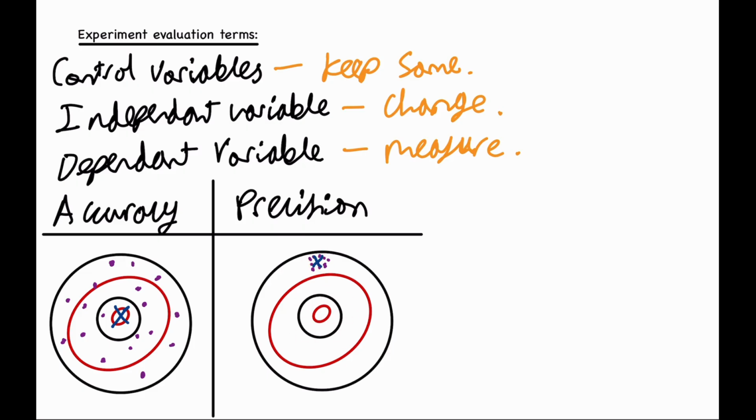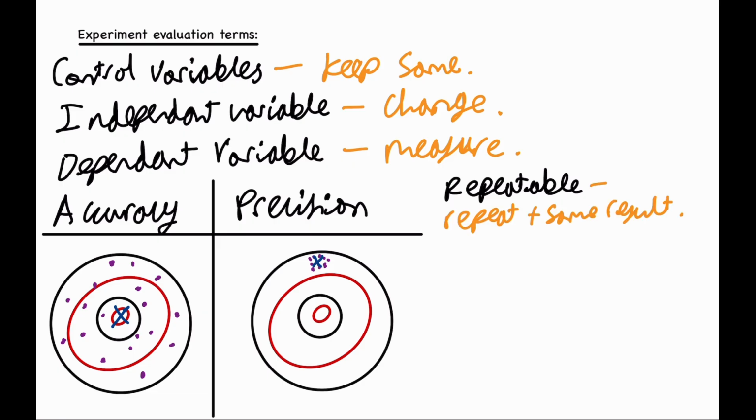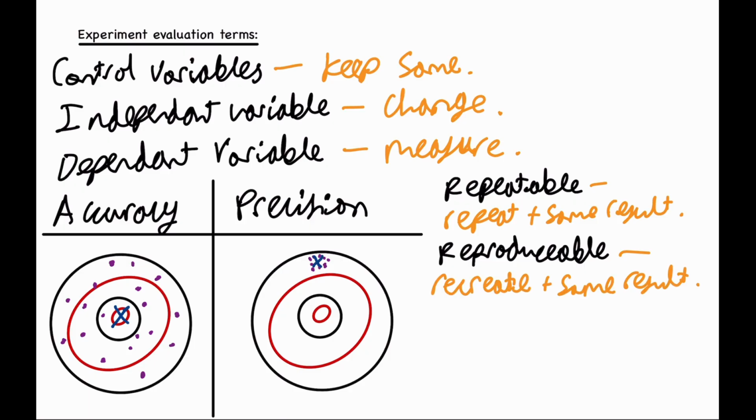Now let's add more words that we might need to use. So for example, repeatable, when you can repeat the experiment and get the same result. Reproducible is when someone else can recreate your experiment using different equipment or methods and still get the same results. So the key difference is that one, you can repeat it and you'll get the same result, and the other one, you can recreate it and you can get the same result.